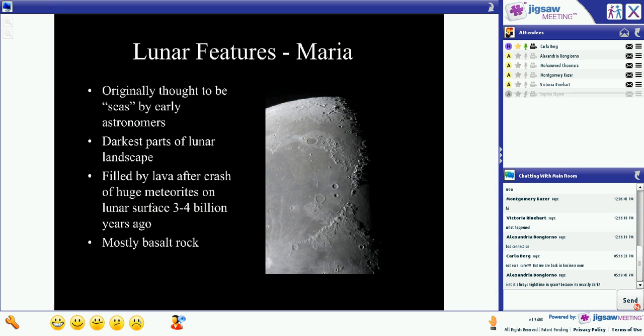Now, there are certain features on our moon that are well known. One of them is a feature called Maria. Early astronomers thought that Maria were seas on the moon. Maria is the darkest part of the lunar landscape, and it is filled by lava after a crash of huge meteorites on the lunar surface between 3 and 4 billion years ago.